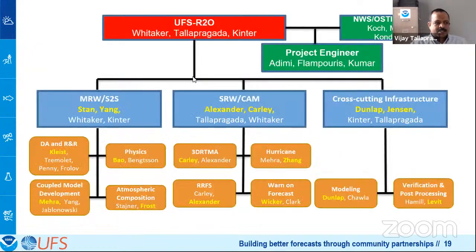The structure of this project is well laid out here. There are three application teams: the medium range and subseasonal to seasonal prediction led by Christiana Stan and Franklin Yang. Short range weather, Curtis Alexander and Jacob Carley. We have cross-cutting infrastructure supported by leadership from Rocky Dunlap and Tara Jensen. We have sub-projects clearly identifying various components that are being developed in a collaborative way. And all these components are being supported by the cross-cutting infrastructure.